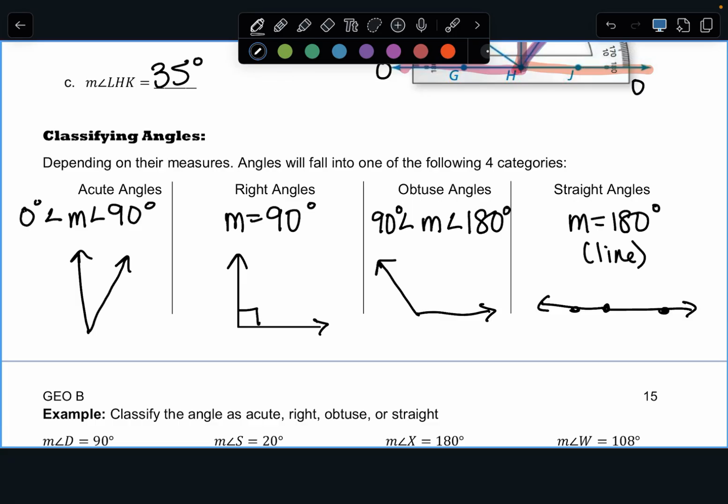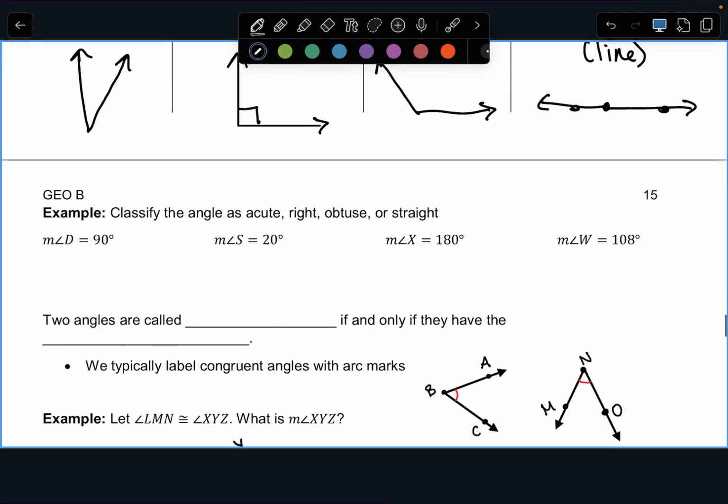Questions on these definitions. Let's practice it. This first one, the measure of angle D is 90 degrees. Is it acute, obtuse, right, or straight? Right. 20-degree angle, what do we think? It's acute. It's a cute little angle. It's tiny. What about 180? Straight.